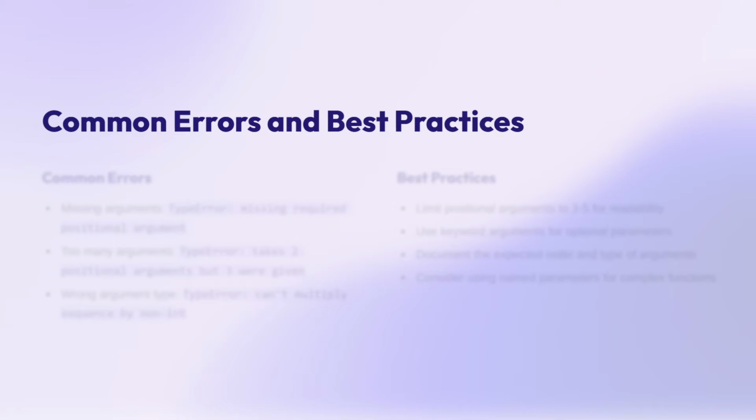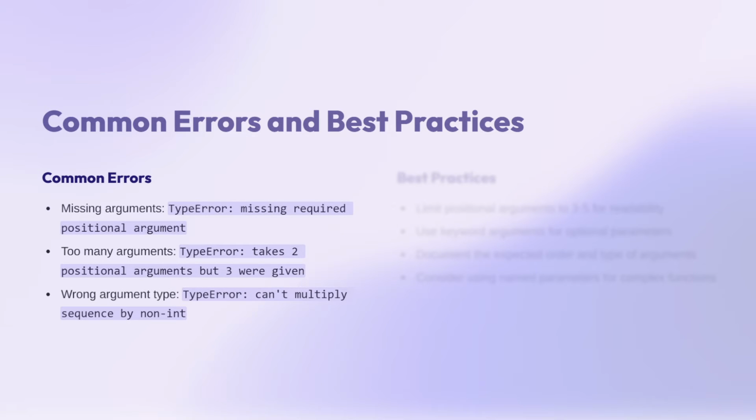So here are common errors and best practices. For common errors such as missing arguments, there's a type error for missing required positional argument, and then too many arguments has a type error which takes 2 positional arguments but 3 were given. There's also wrong argument type, and this type error: can't multiply sequence by non-integer.